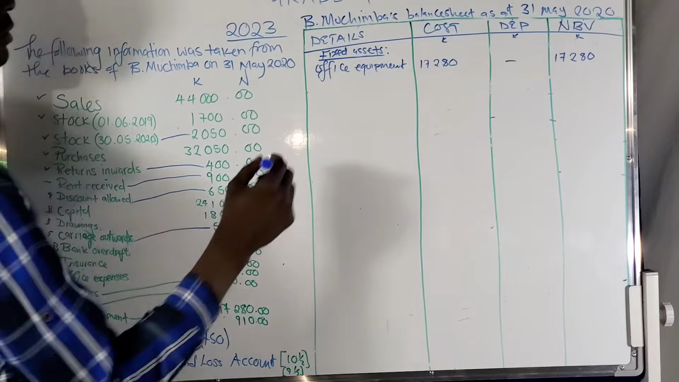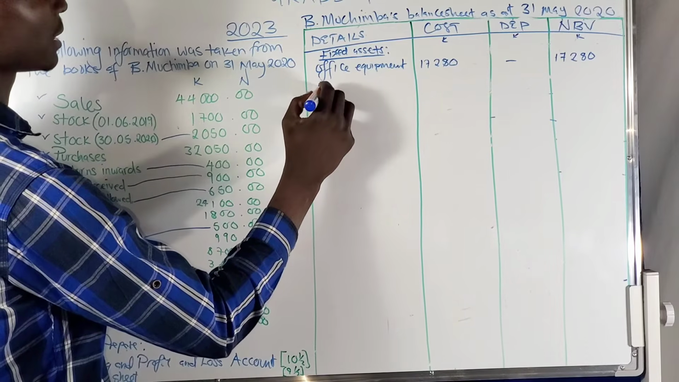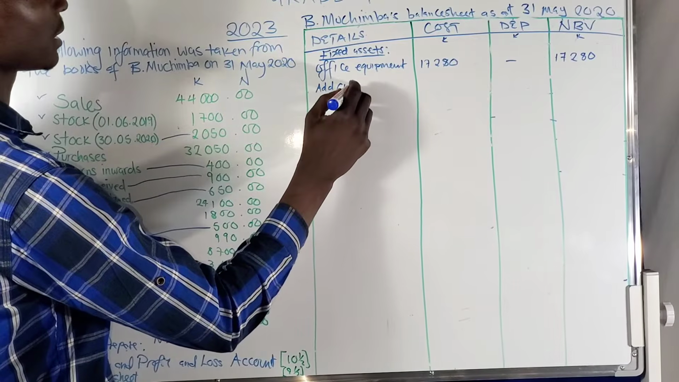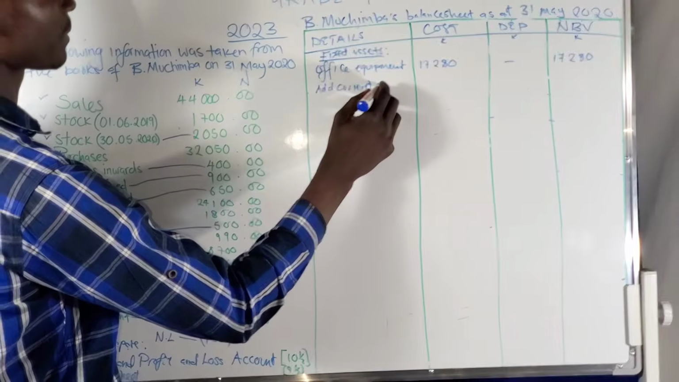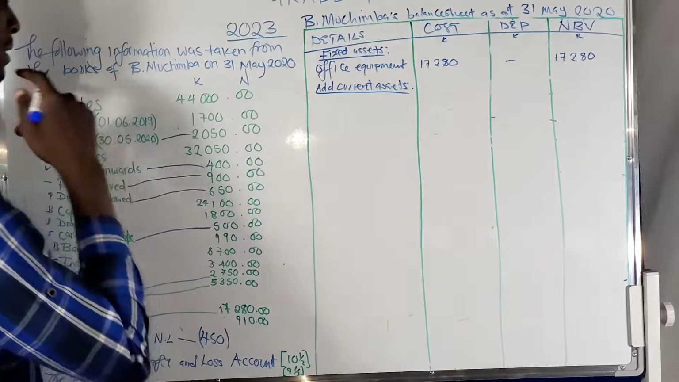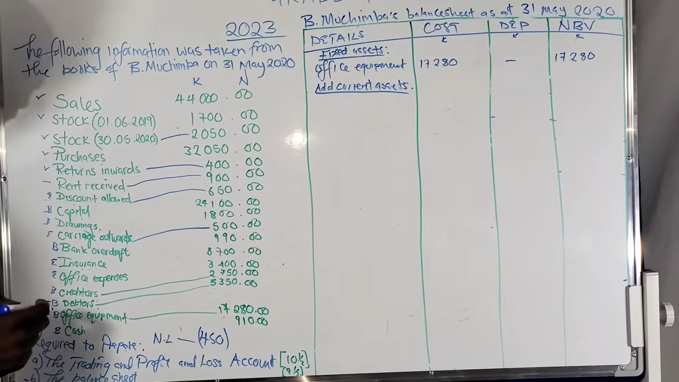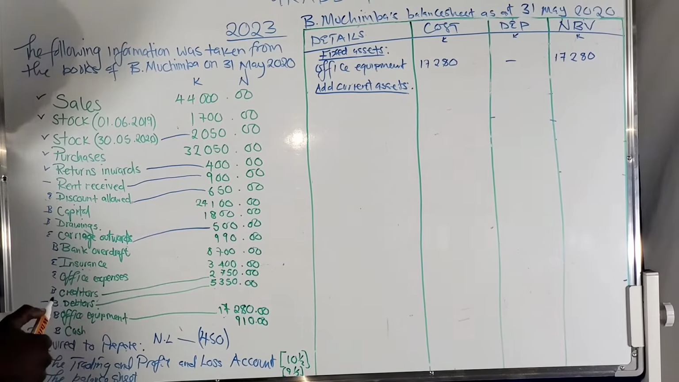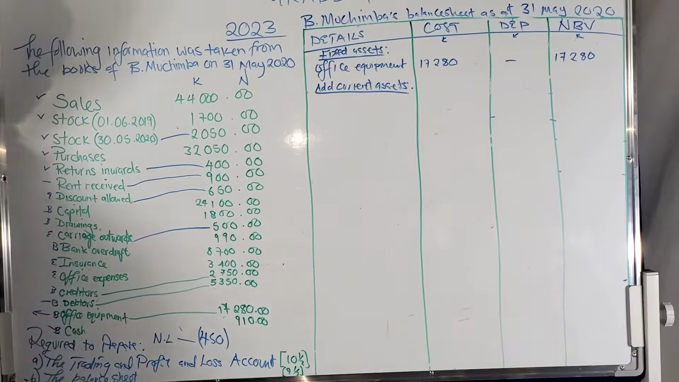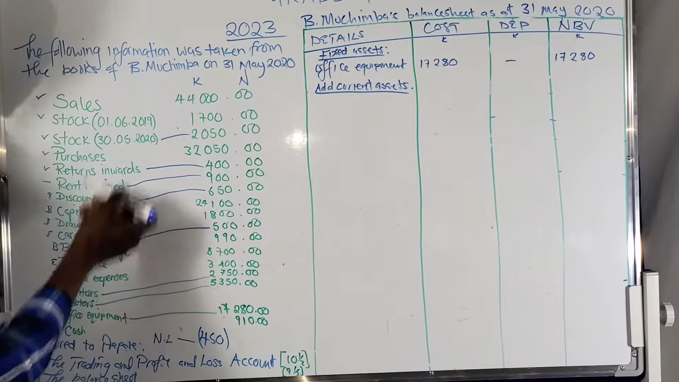All right. Since we only have one fixed asset, we just go to current assets. So I'm going to say add current assets. Now current assets, do we have debtors? Yes, we have debtors. Do we have cash? Yes, we have cash in hand. Bank overdraft is not a current asset. That's all. We only have two.